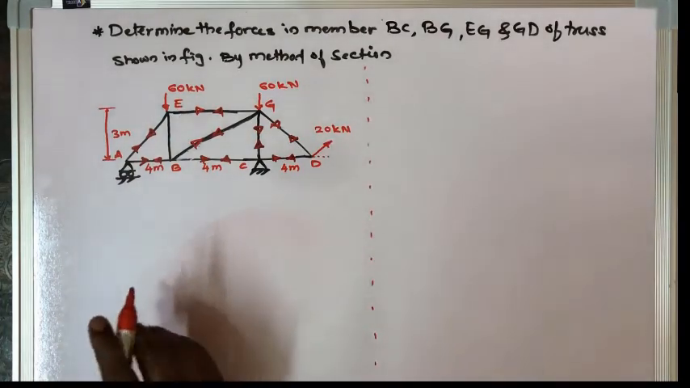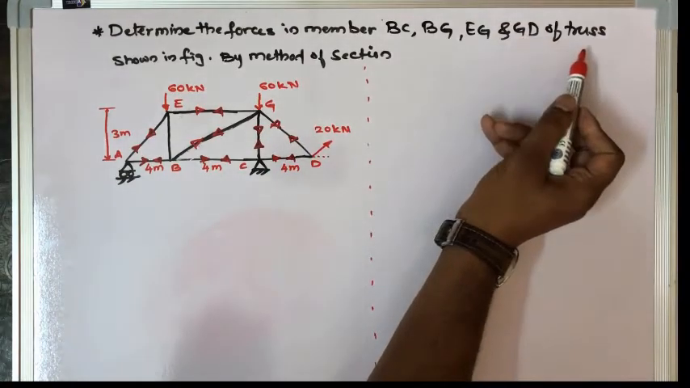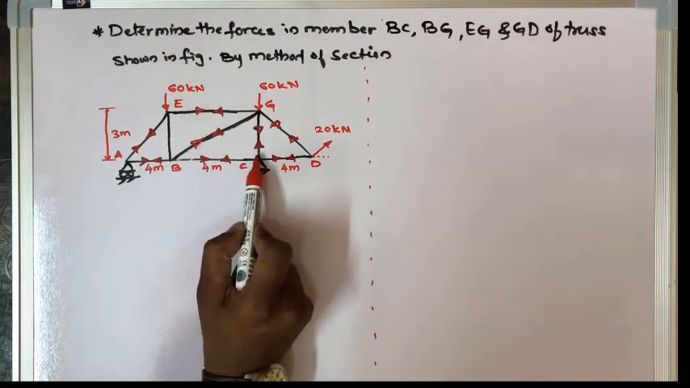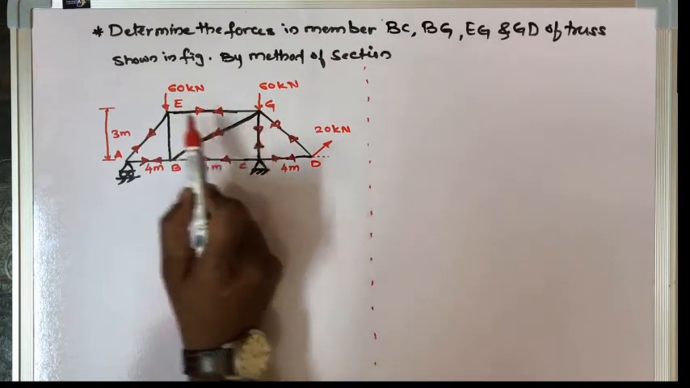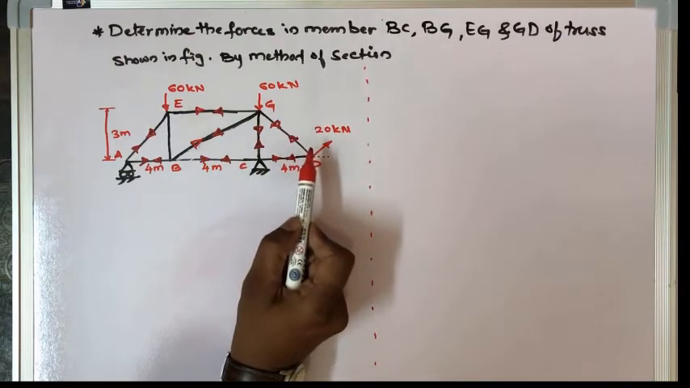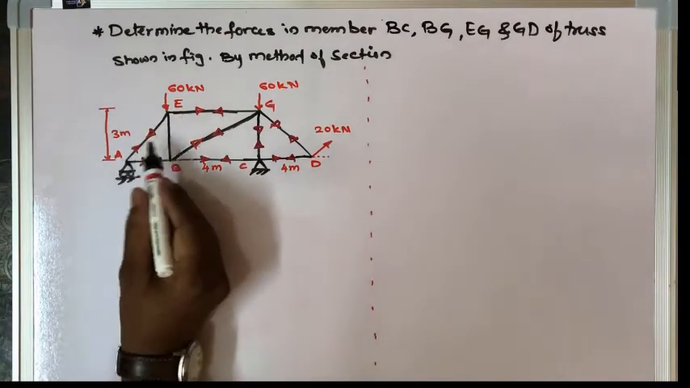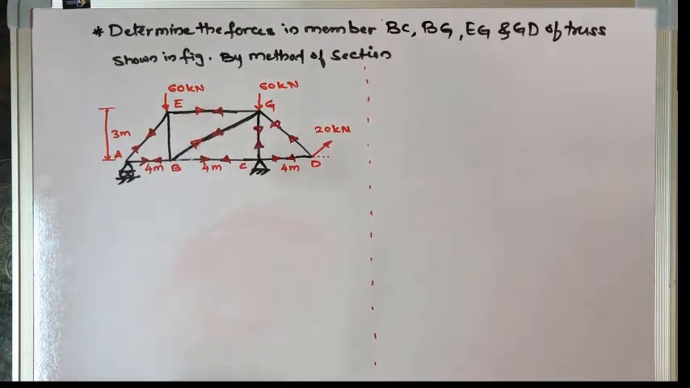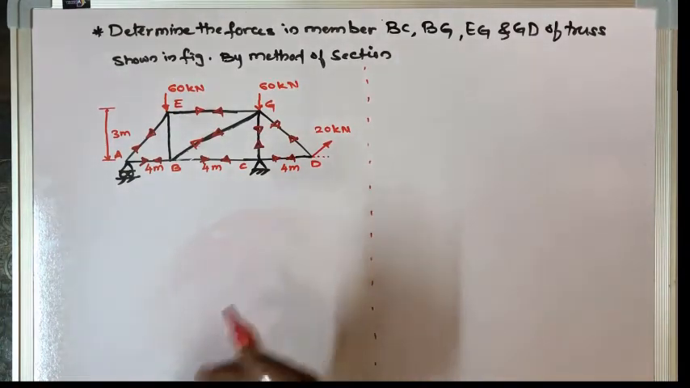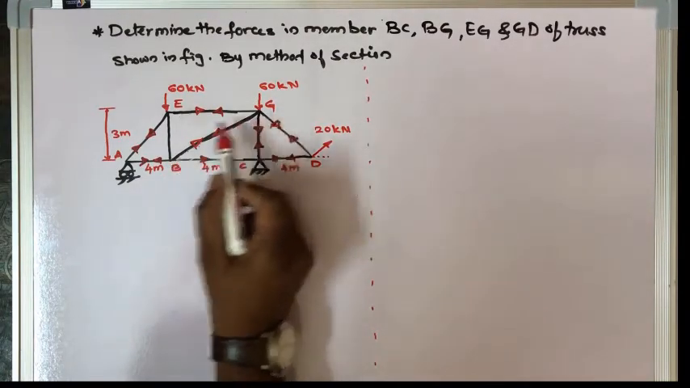Start with the problem. Determine the force in members BC, BG, EG and GD of the truss shown in the figure. So we need to find the value of BC, this member; BG, this member; EG, this member; and GD, this member. In the joint method, generally we consider one joint and solve it. But in the method of sections, we cut a section along the members for which we want to calculate the member forces. In this case, we have to calculate the member forces BC, BG and EG.